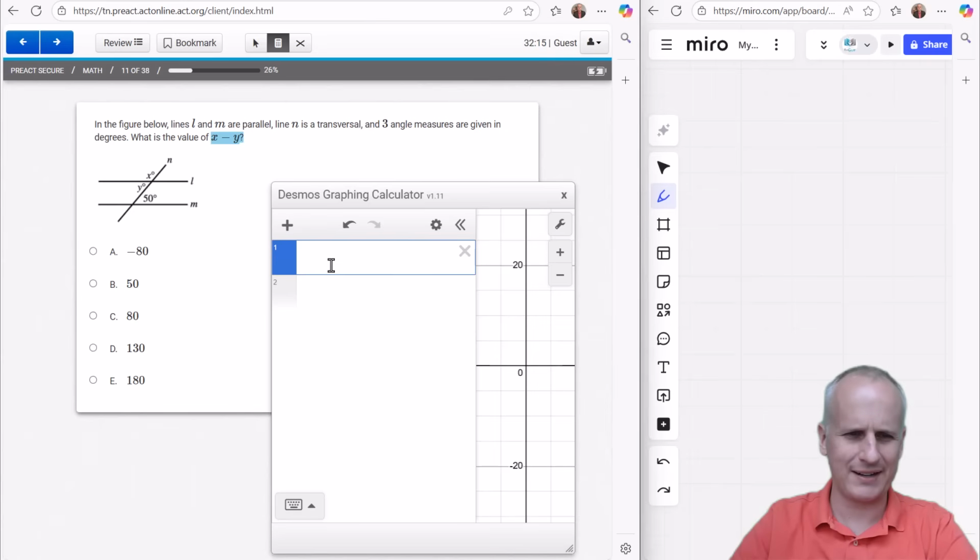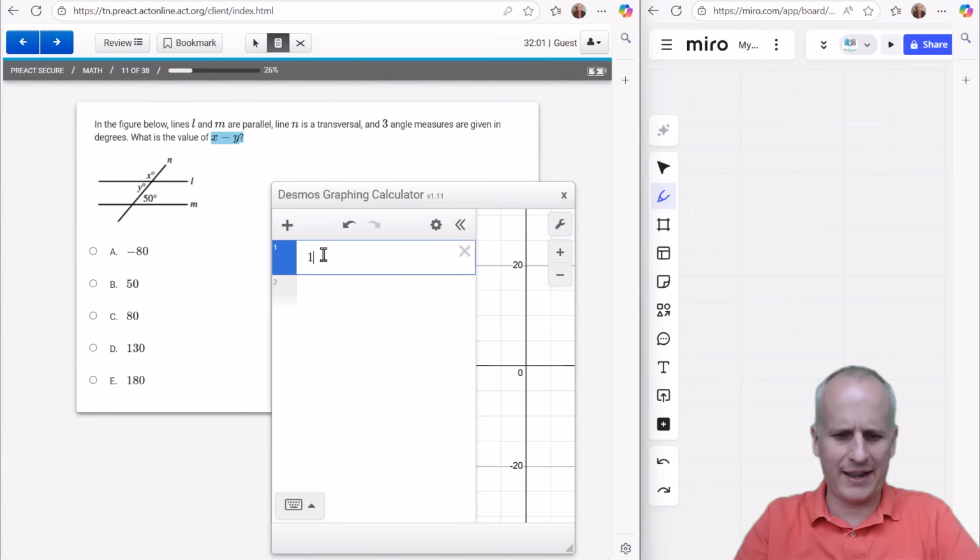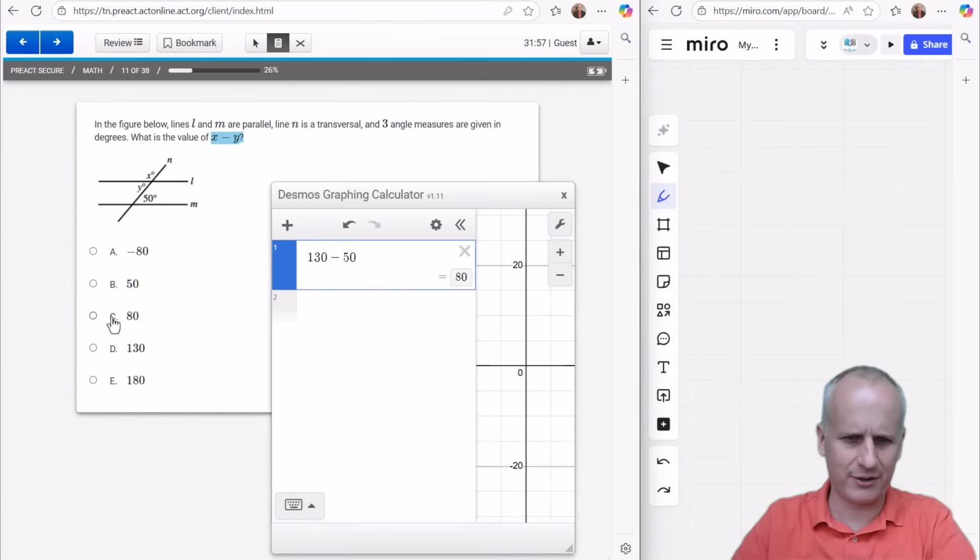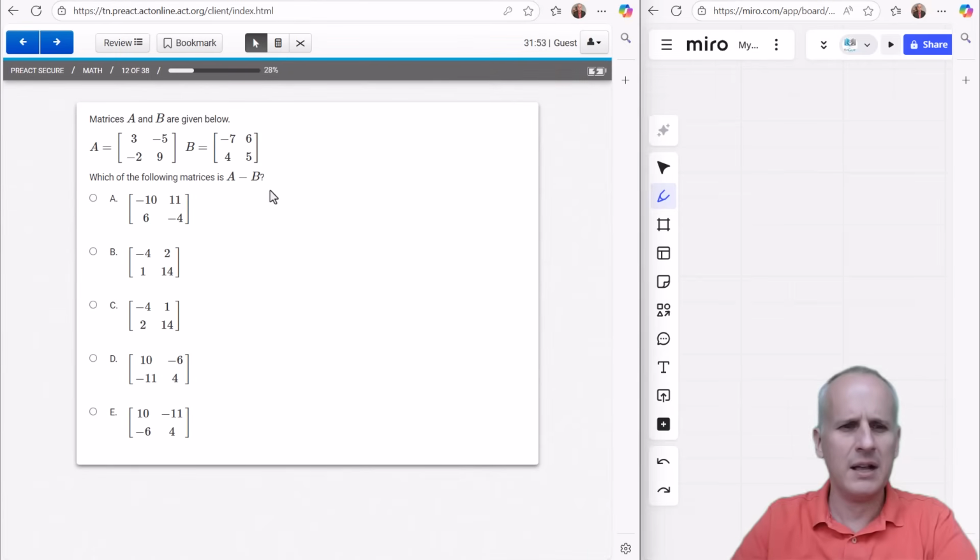And we should be able to recognize that y is going to be equal to 50. So if y is going to be equal to 50 because of the congruence of corresponding acute angles created by that transversal N, well then x has to be 130. So we're just going to do our x of 130 minus our y that is known to be 50, discover that our correct answer is 80, and move on to number 12 from this one.